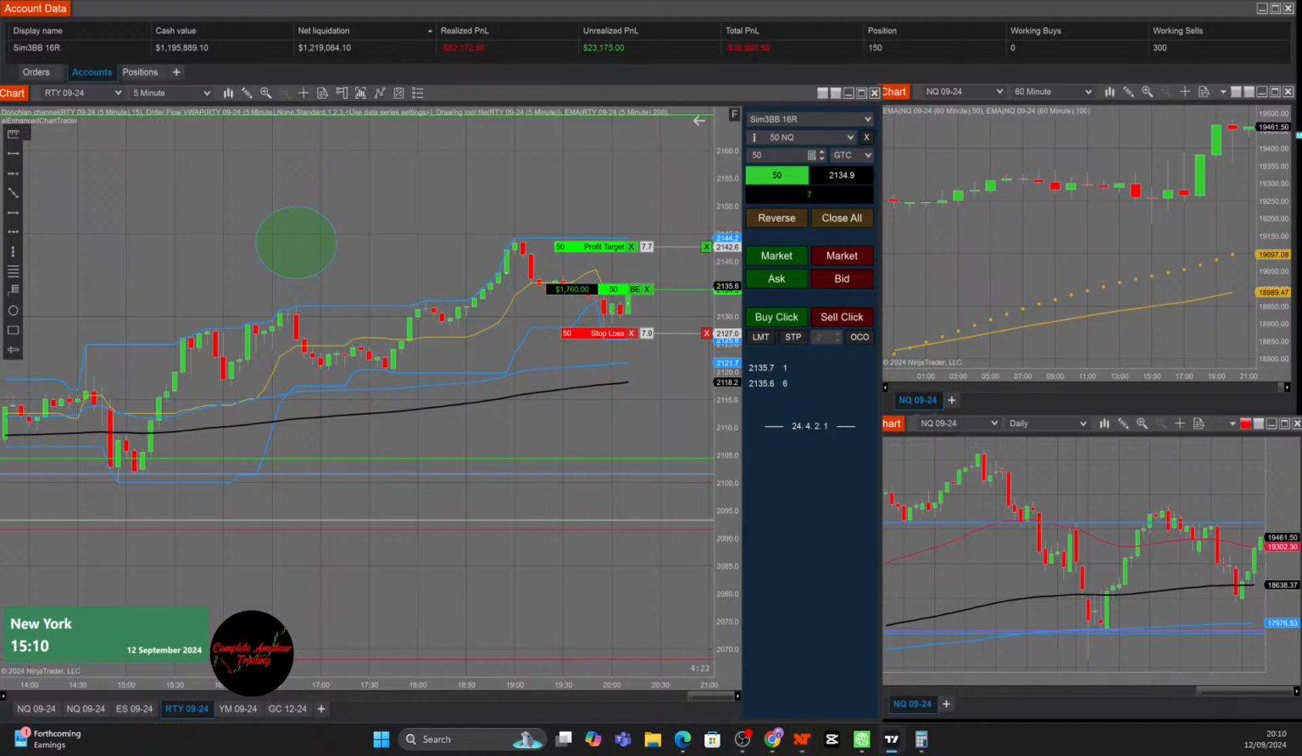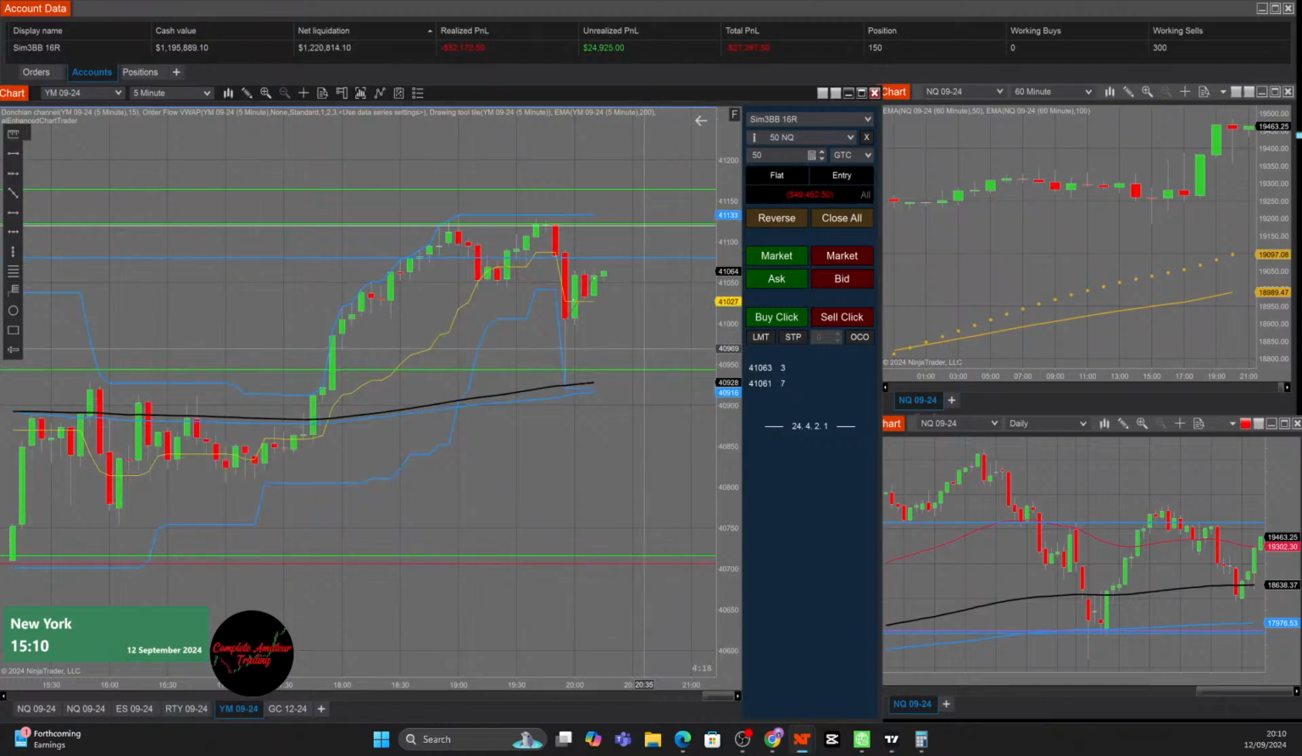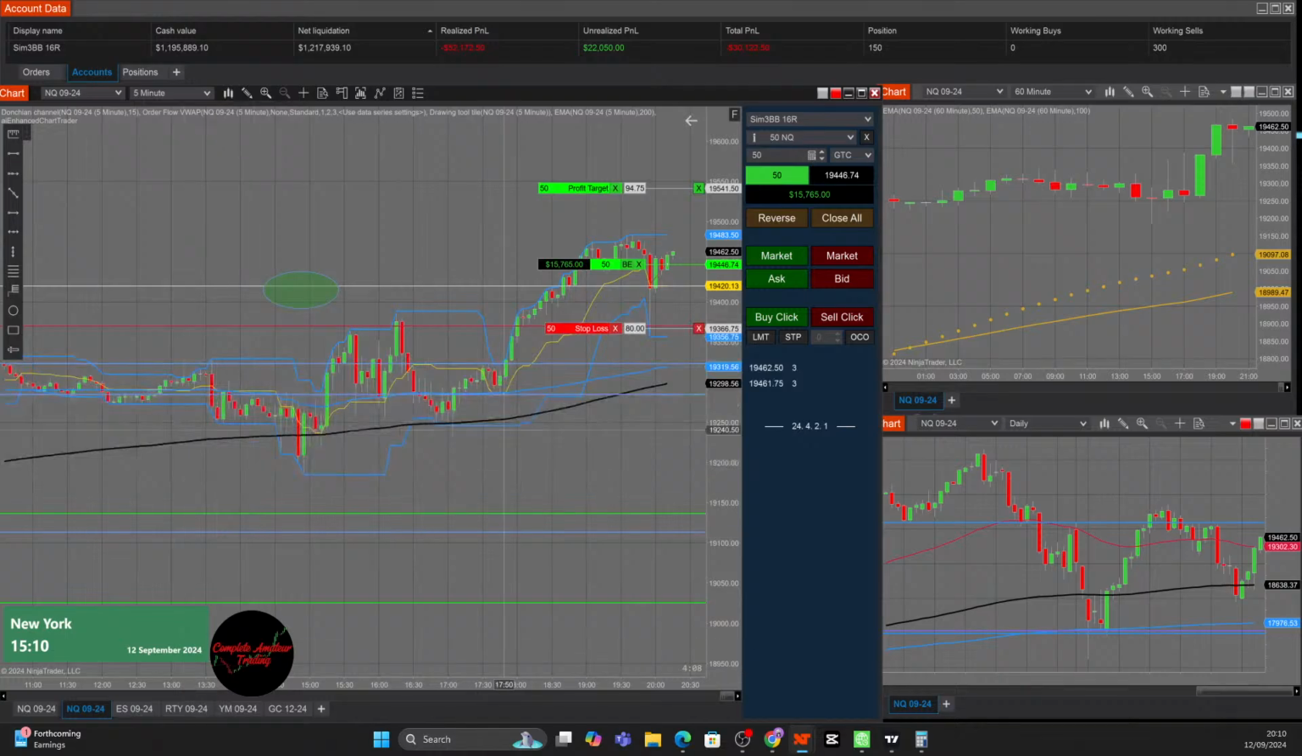If we get the setup long on YM, I'm going to take that as well. So even though we're stopped out, I'm going to take it. NQ, looking for that move to 541.50. If this volatility can sustain itself, then we should be able to get it. I'm not sure. 541.